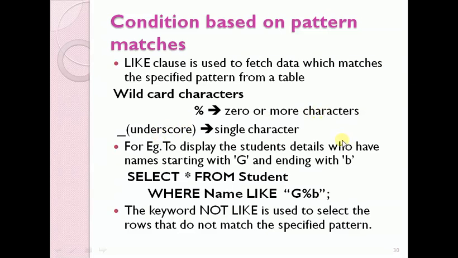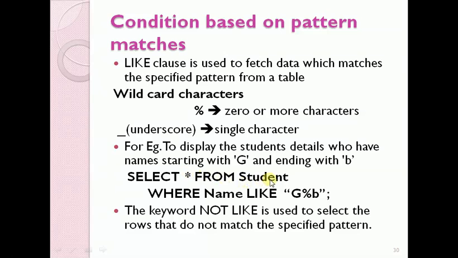Let's see an example. Suppose we want to display the students' details who have names starting with G and ending with B. So the names must start with G and end with B. That is the only information we have. With that, we want to search the records. So look at the query I have given.